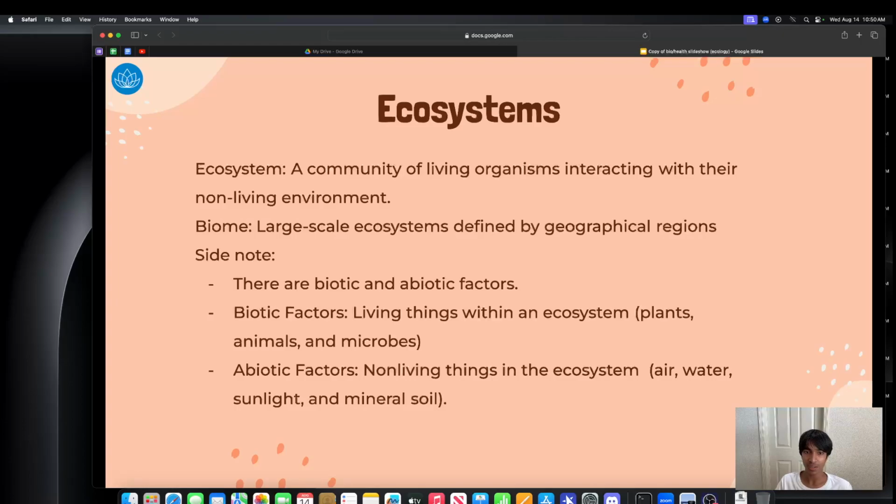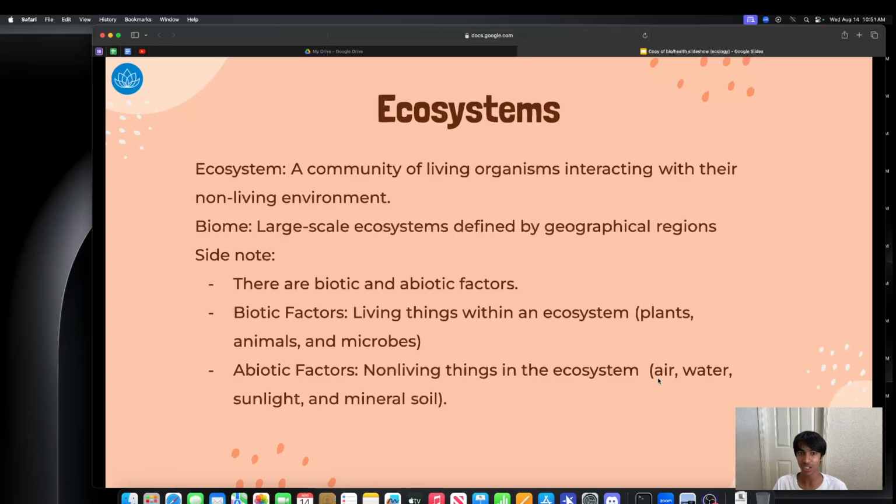An ecosystem is a community of living organisms interacting with their non-living environment. You have to write all of this down. Just ecosystem and biome, don't write down these examples. And then a biome is a large scale ecosystem defined by geographical regions. And side note, there are abiotic and biotic factors. Biotic factors are living things within an ecosystem, such as plants, animals, and microbes. As we learned, microbes decompose food. And abiotic factors are non-living things in the ecosystem, such as air, water, sunlight, and mineral soil. Yeah, so it's a relation between living and non-living.